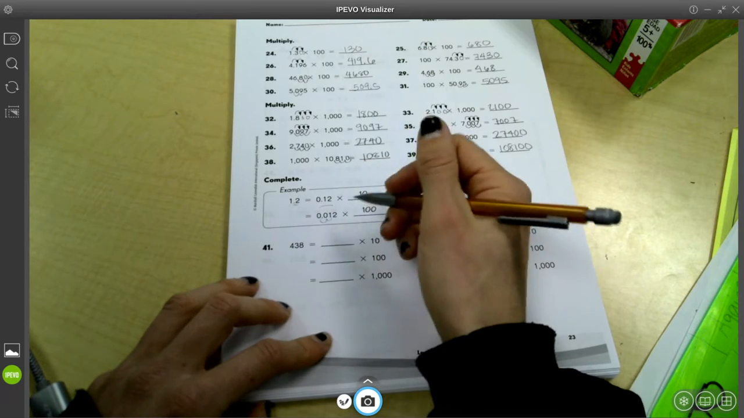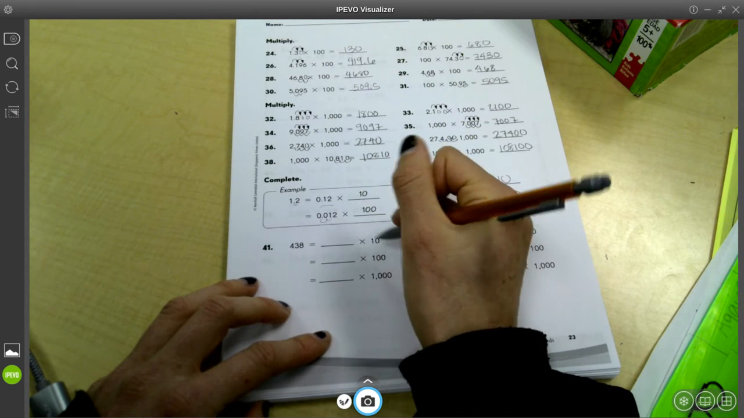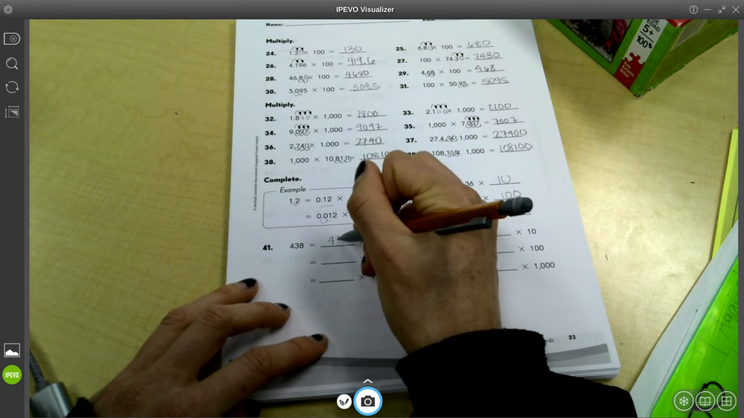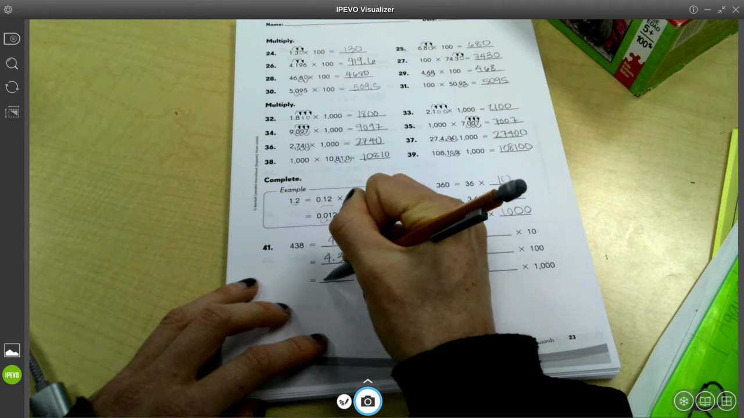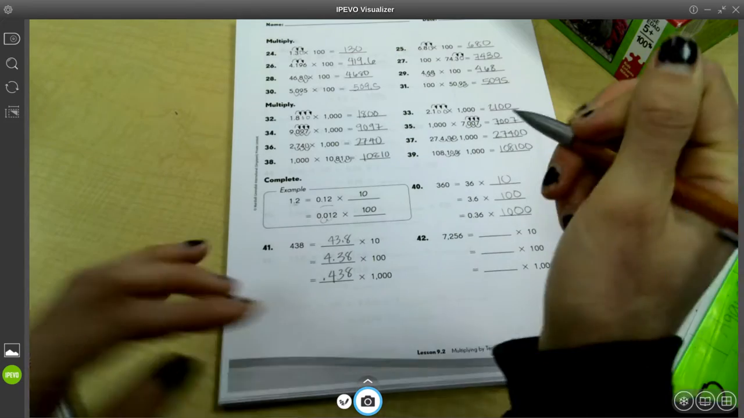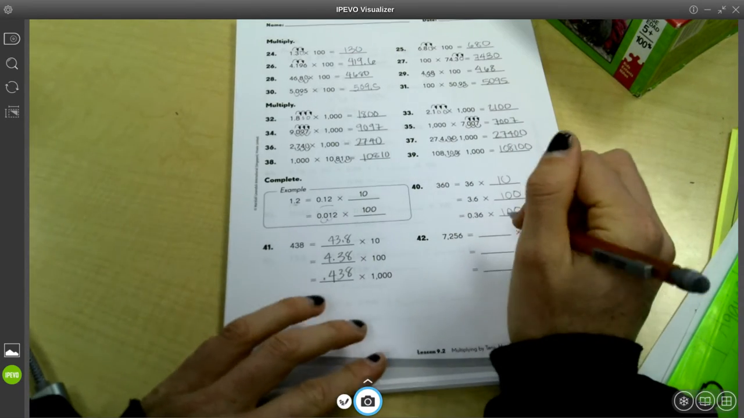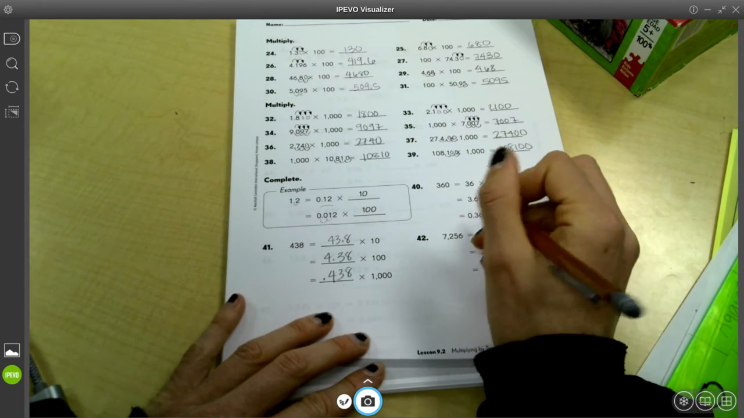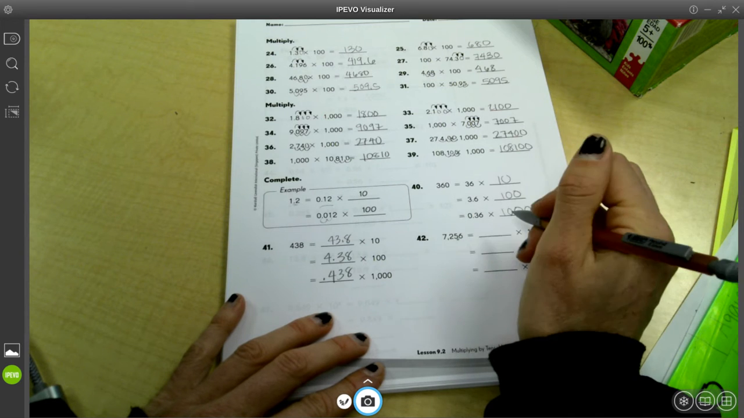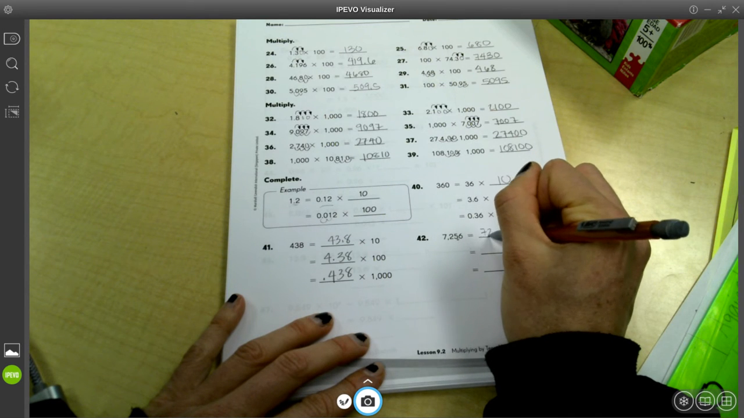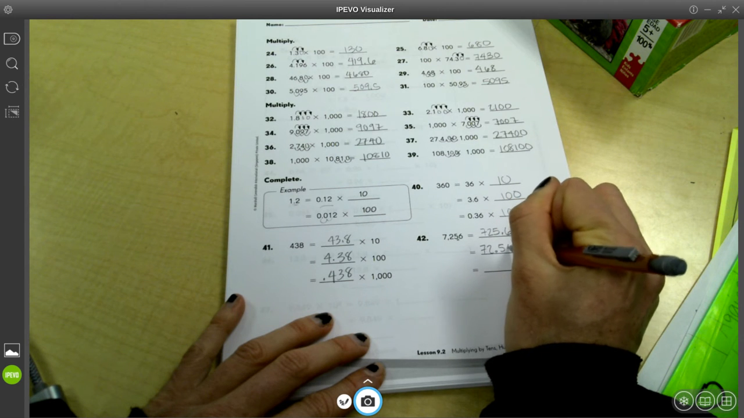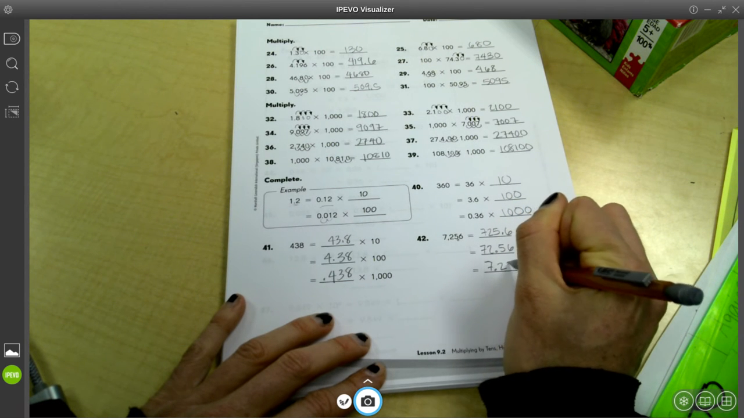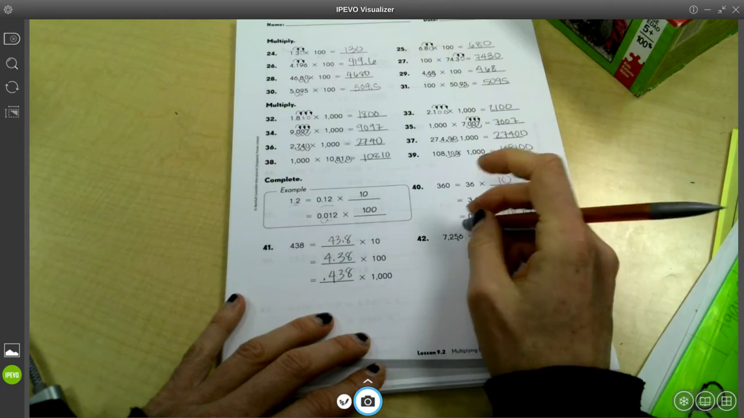All right, opposite way. So what? 43.8 times 10, 4.38 times 100, and 438. All right, and this times 10, 276. All right, and just moving the decimal point.